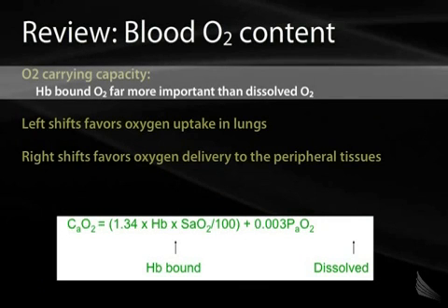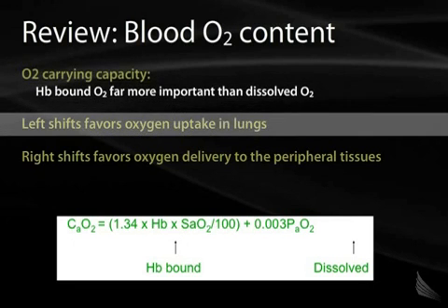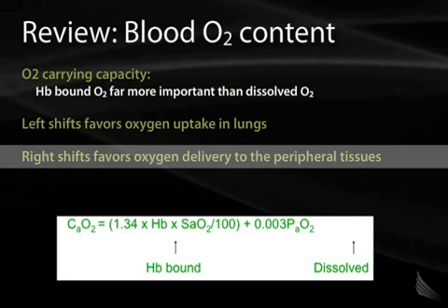In review, the amount of oxygen that we can carry is dependent on the amount of hemoglobin we have and the percent of hemoglobin that's oxyhemoglobin and not deoxyhemoglobin. Left shift of the oxygen hemoglobin dissociation curve favors oxygen uptake in the lungs, whereas a right shift would favor oxygen drop off in the peripheral tissues.